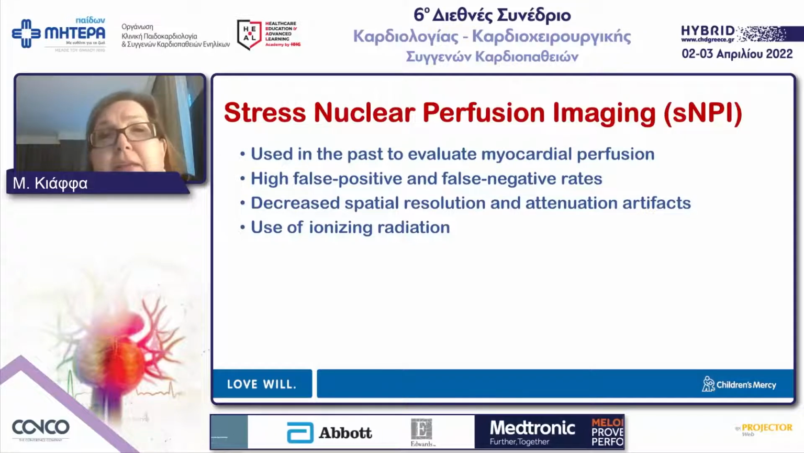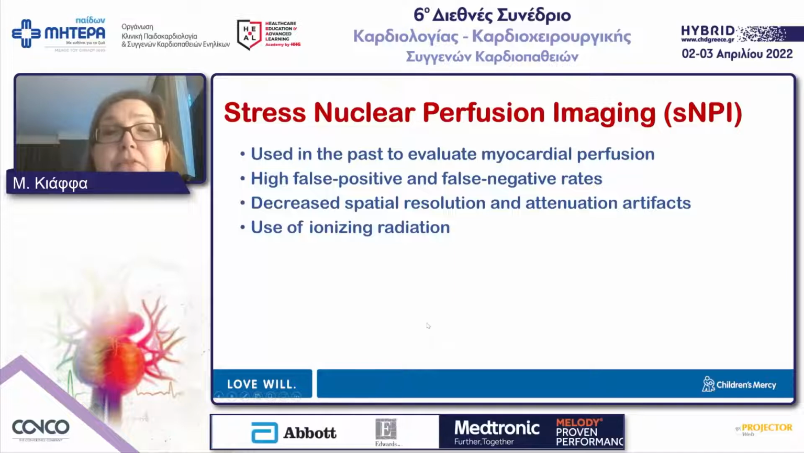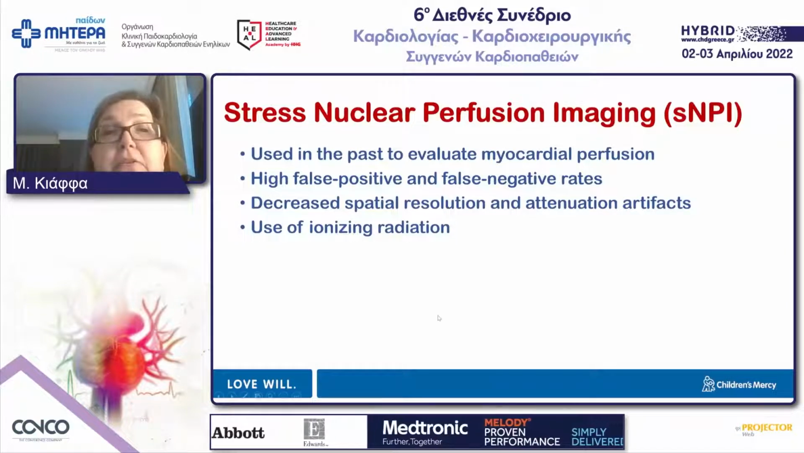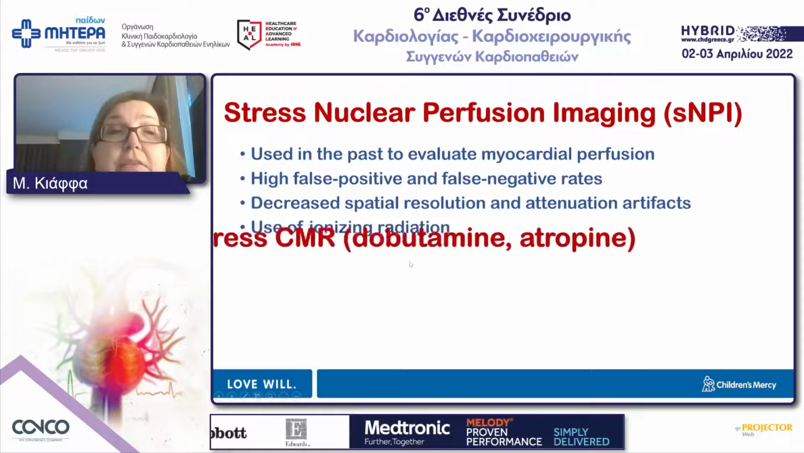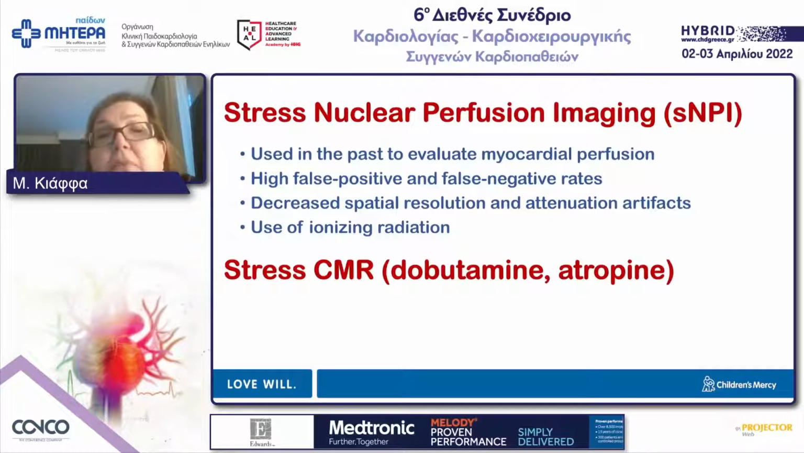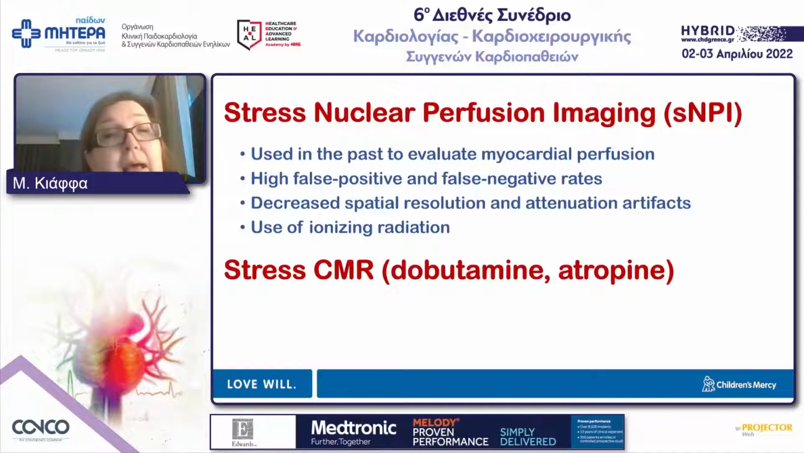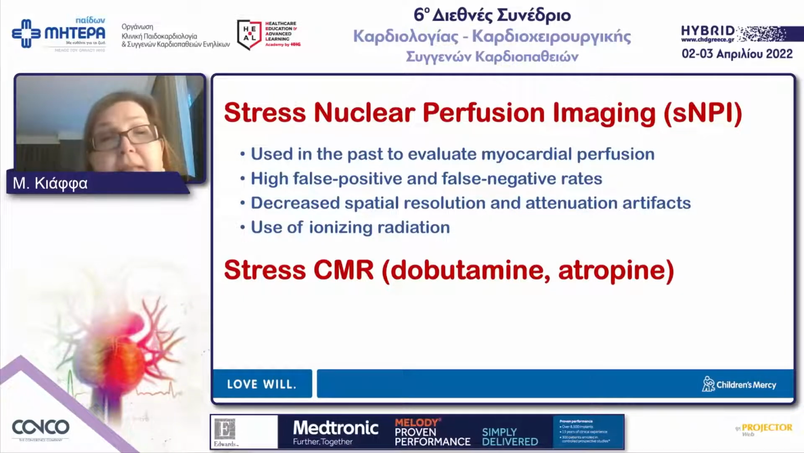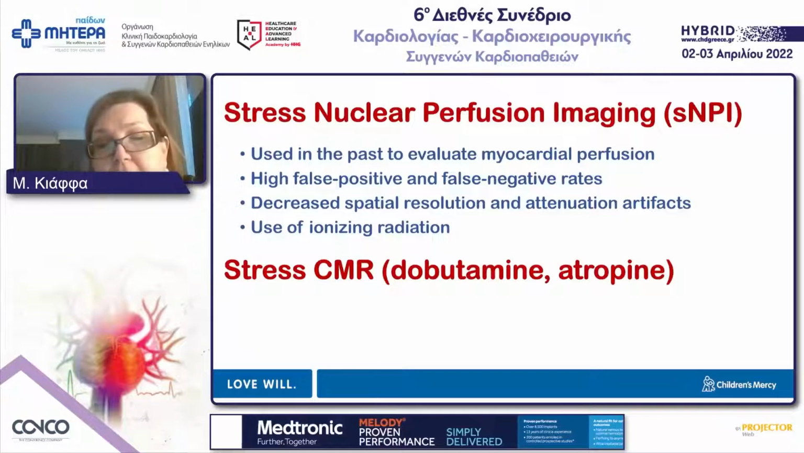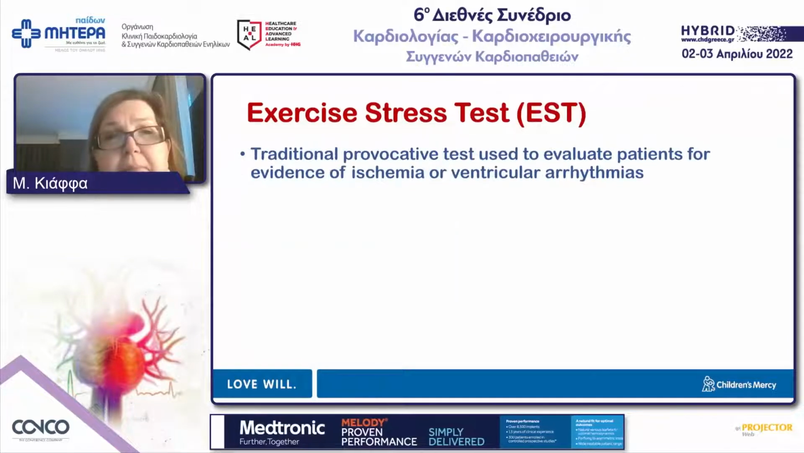Nuclear perfusion imaging is something that people move away from just because there's a high false positive and false negative rate. There's a lot of artifact, there's decreased spatial resolution, and of course for kids, there's use of ionizing radiation. Stress MRI with dobutamine or atropine is feasible in children, and more centers are getting comfortable with it, especially centers that have coronary anomaly programs.